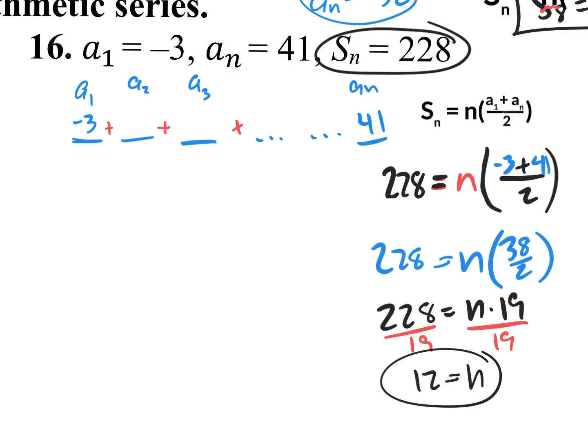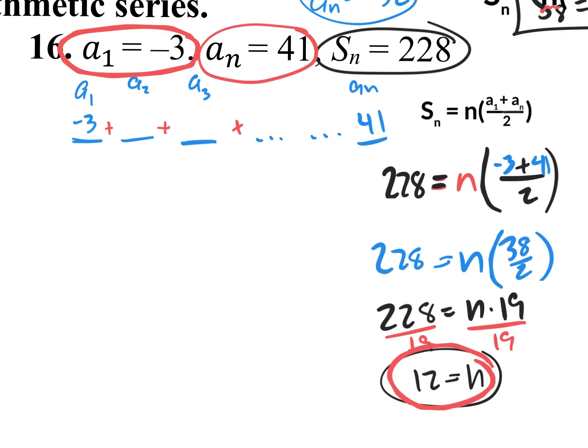So how many numbers are on the list? There's 12 numbers on the list. Let's reiterate the important information. We have a sub 1, we have a sub n, we now even have n. But in order for us to find the next two terms, you need that common difference, d. And where do we see the common difference, d? We don't see it in this formula. We see it in the other a sub nth rule formula, which is a sub n equals a sub 1 plus parenthesis n minus 1 times that common difference d that we don't know. But if we know everything else, then we'll be able to solve for d.